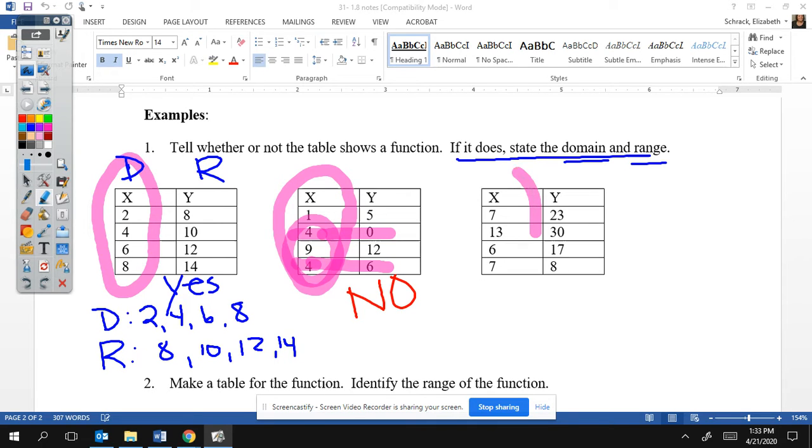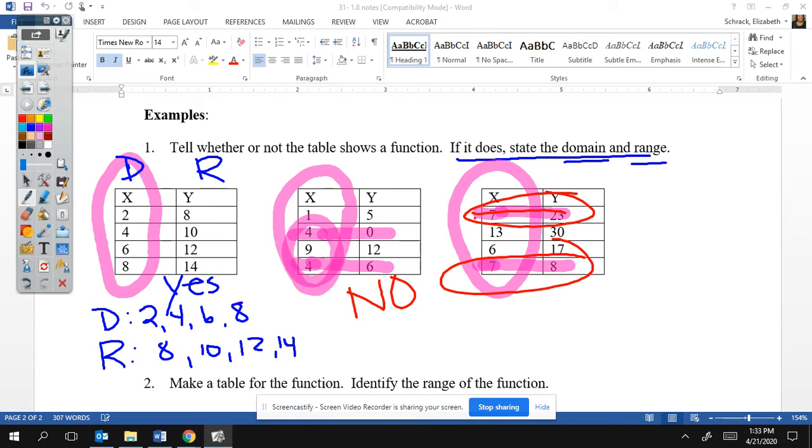In the third table, I'm going to look again at our x values to see any repeats. And I do see a repeat, the 7. So let's make sure 7 goes to 23 and 7 goes to 8. That can't happen. So this is like 7 being orange spaghetti. If I put orange spaghetti in up here, a 7, I should get a 23. And if I put orange spaghetti in down here, I should get another 23, but I get an 8. So that means this is also not a function.